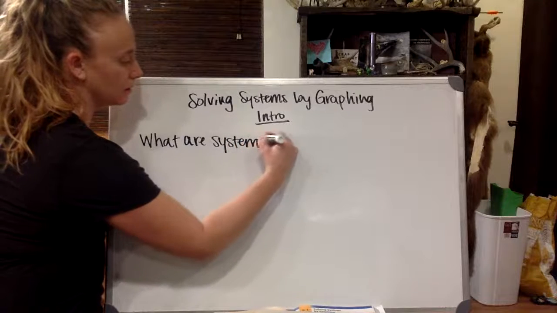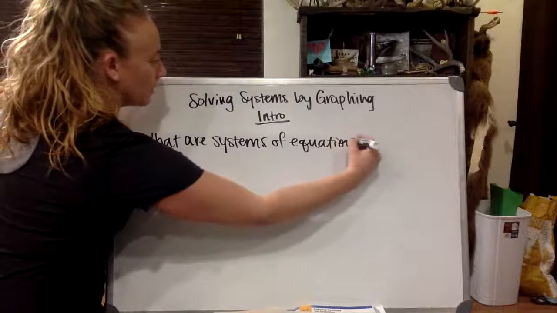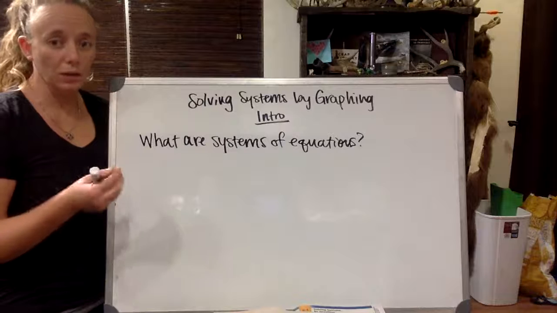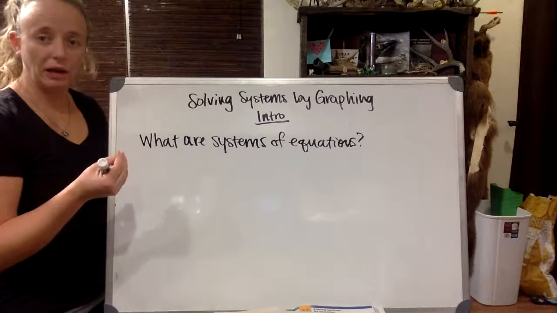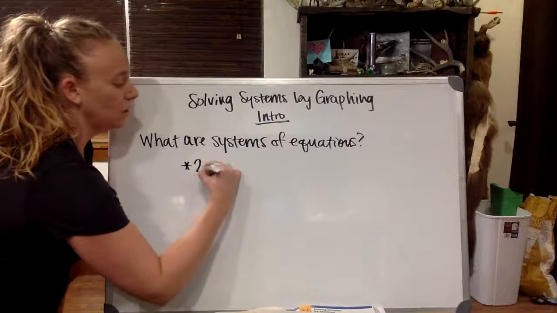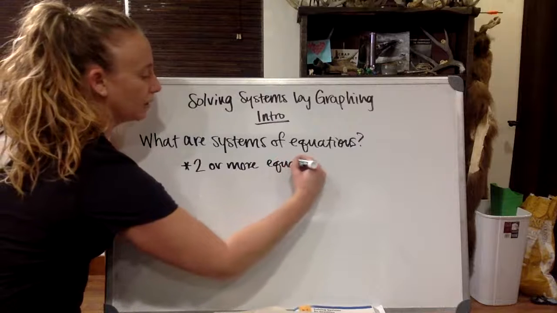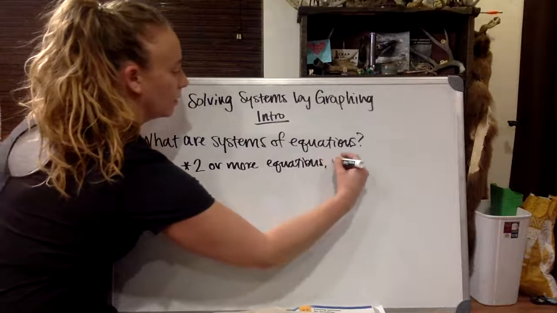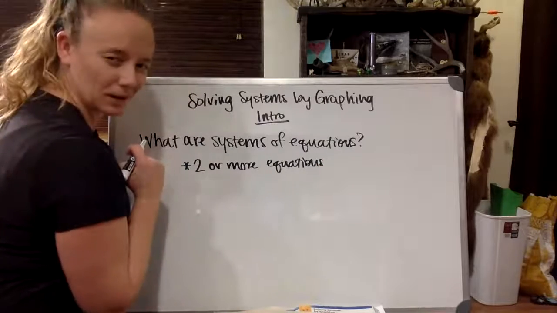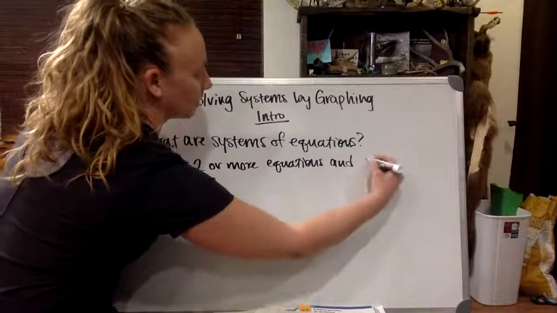What are systems of equations? Systems of equations are quite literally two or more equations and looking at their intersection or lack thereof, potentially. So systems of equations, two or more equations, two or more equations.